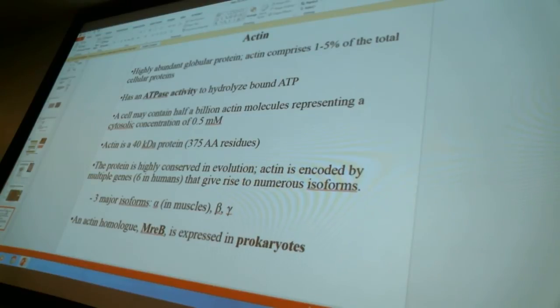So let's talk a little bit more about actin. Actin as a globular unit is a very small molecule, and it has ATPase activity. So it is an enzyme. It hydrolyzes bound ATP, and there are generally three isoforms present: alpha, beta, and gamma. In muscles, it's primarily alpha. And even in prokaryotes and bacteria, we can find a homolog of actin, MreB, which is also able to form various filaments.